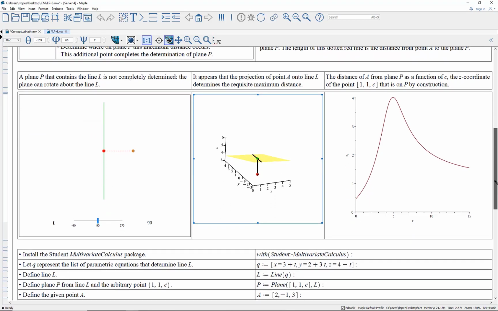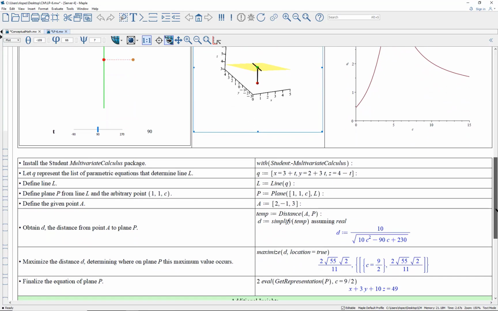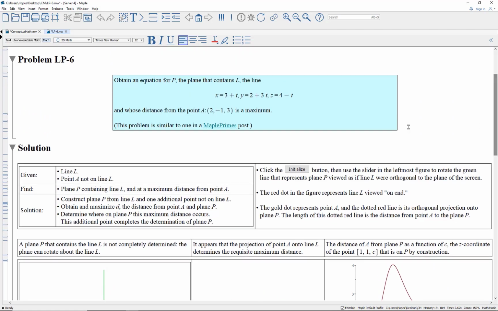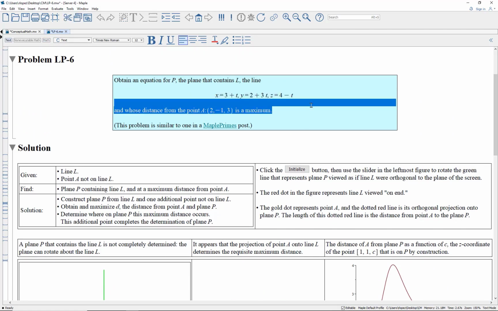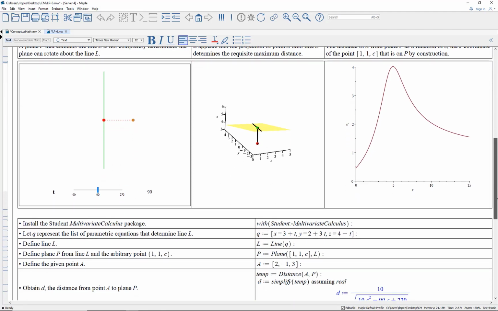So let's implement this thinking in Maple using student multivariate calculus. These equations are the parametric representation of the given line. Remember here, I could have just copied it from here, given line. Then I form the line object. So L is the line.